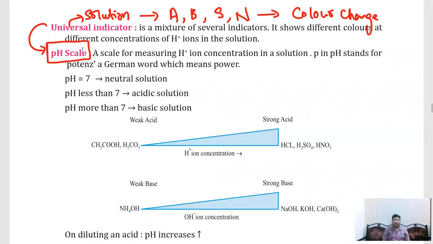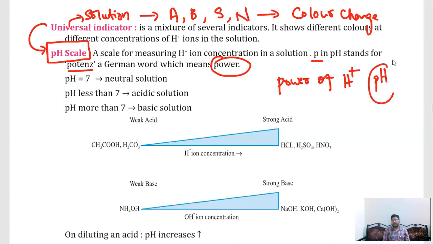Simple. In the pH scale, P stands for potens. Potens stands for power. Power of H plus ions, nothing but pH. So whenever they ask you what is meant by pH, it is power of H plus.